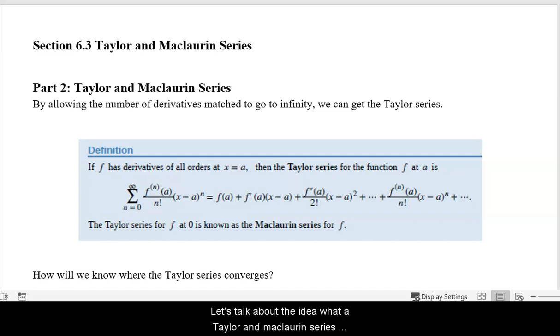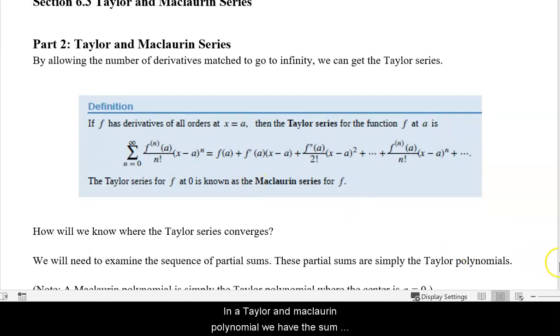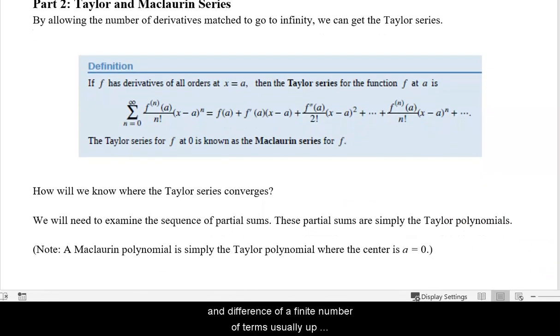Let's talk about the idea of what a Taylor or Maclaurin series is and how it is different from a Taylor or Maclaurin polynomial. Below, you will see the definition for a Taylor and Maclaurin series. In a Taylor or Maclaurin polynomial, we have the sum and difference of a finite number of terms, usually up to n is the way that we write it. Now, in the one that I did for you in the previous video, I used k for the index of summation for the series so that I could use n as the upper limit of the summation for the Taylor and Maclaurin polynomials.